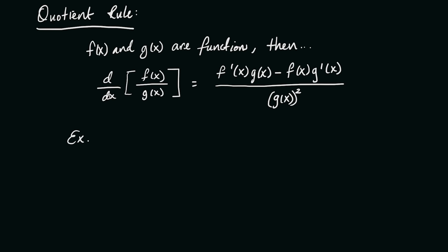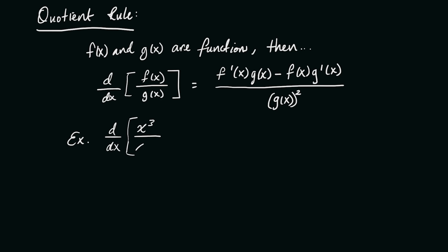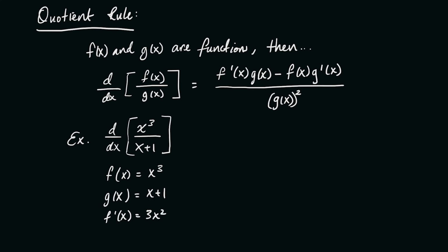Let's do an example, right? So we're here trying to find the derivative of x cubed over x plus 1. Now, our upper function, our numerator, is just x cubed, right? And our g of x is just x plus 1. Now, f prime of x is just 3x squared, and g prime of x is just 1, right?